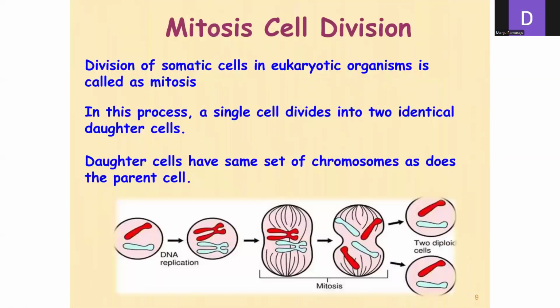The next one is mitosis. Division of the somatic cells in eukaryotic organisms is called mitosis. In this process, a single cell divides into two identical daughter cells. The daughter cells have the same set of chromosomes as the parent cell. When we observe this, the DNA in the cell is replicating, so there is doubling of this DNA.